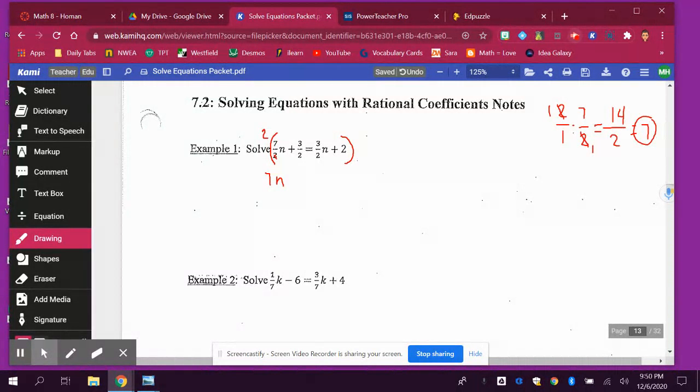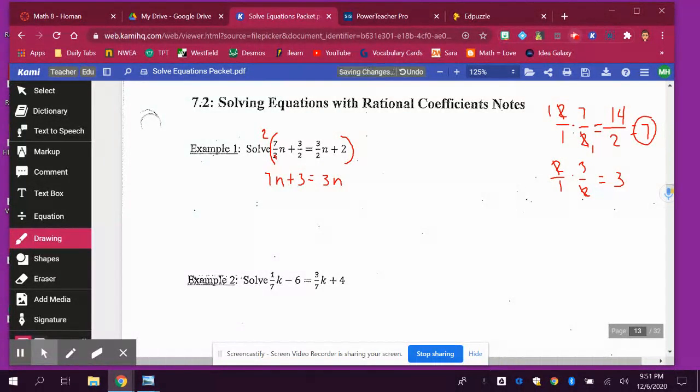Same with this 3 over 2. If I multiply 2 over 1 times 3 over 2, those 2's cancel, and I get 3. So this is plus 3 equals, again, this is the same idea, 3 over 2 n. This is going to give me a 3n.